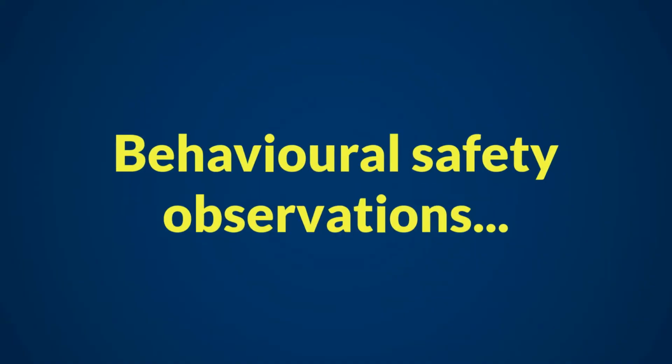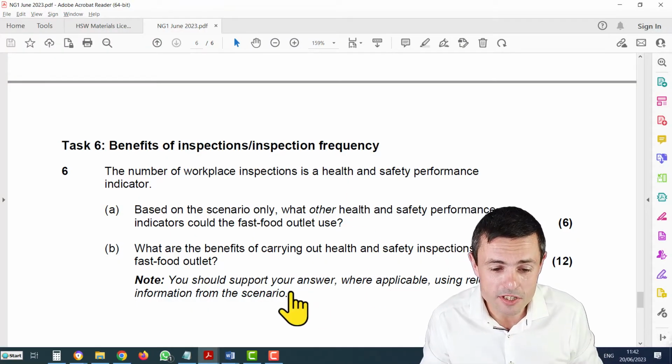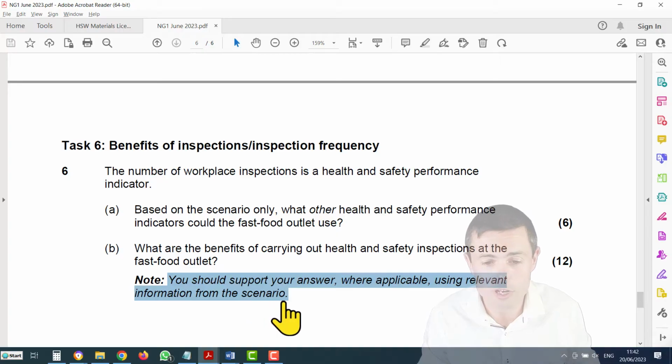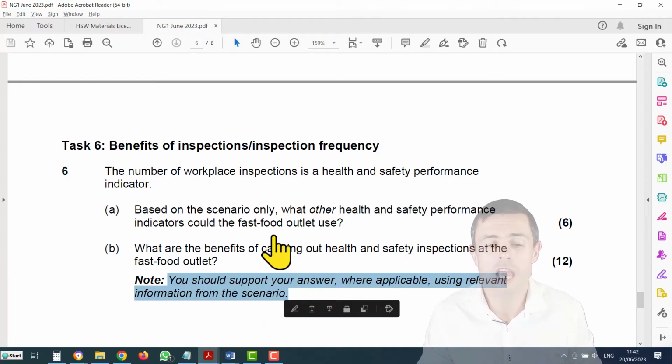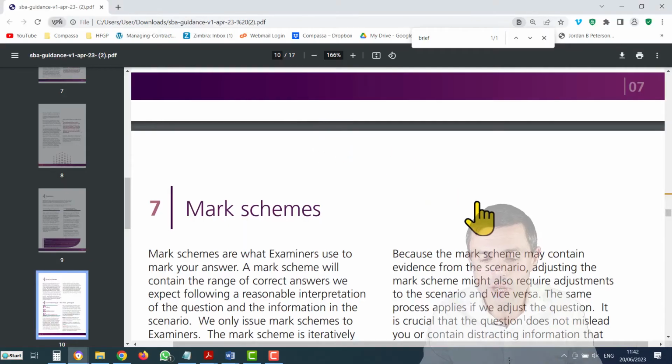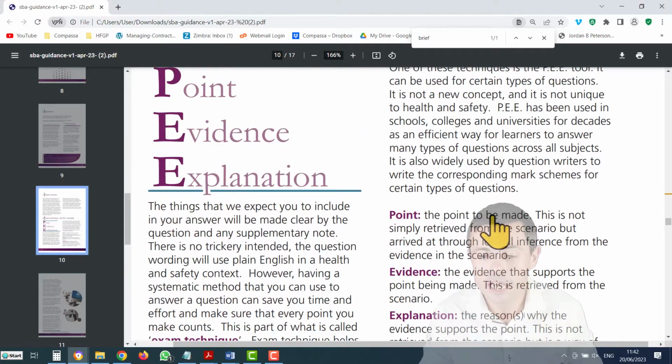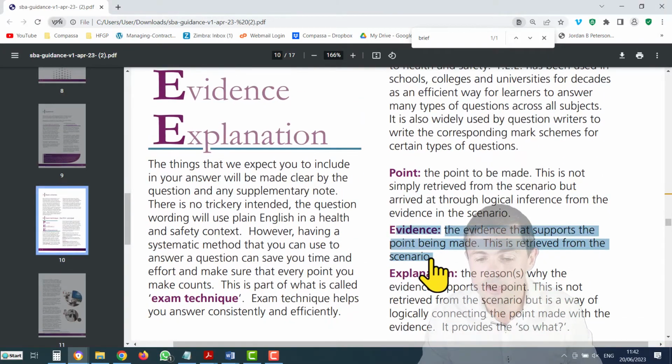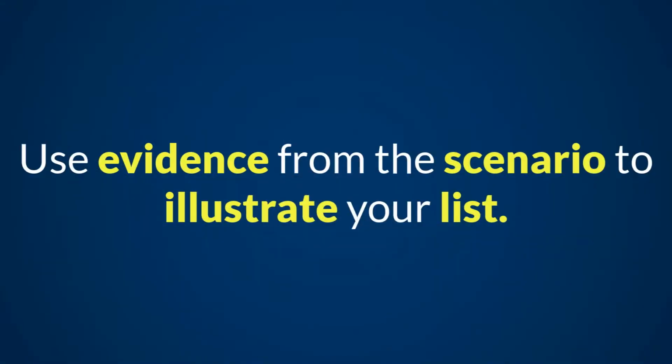They could do behavioral safety observations and observe people's behavior. That's a list, all right? Notice what it says underneath. It says you should support your answer where applicable using relevant information from the scenario. And the P principle, if we go back to our friendly P principle here, it recommends we use some evidence as well. So use evidence from the scenario to illustrate the things in your list.